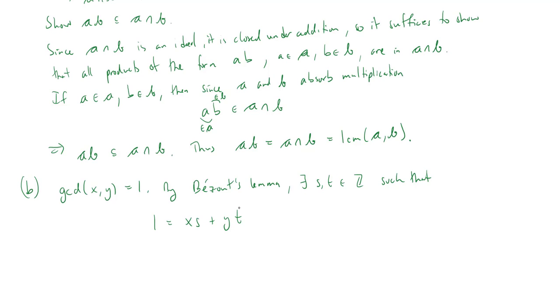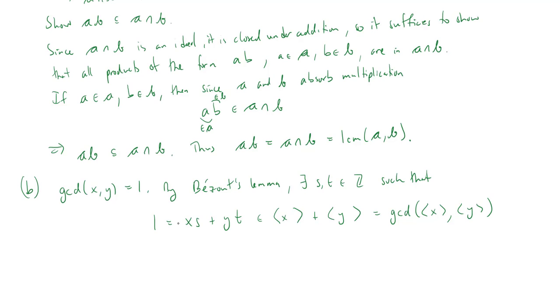But this is an element, right? xs is a multiple of x, so this is an element of x plus a multiple of y. So it's in the ideal generated by x plus the ideal generated by y. And of course, the sum of these two ideals is the GCD of the ideal generated by x and the ideal generated by y.